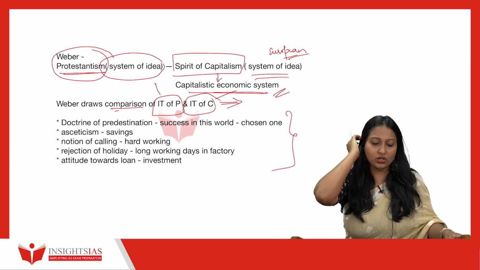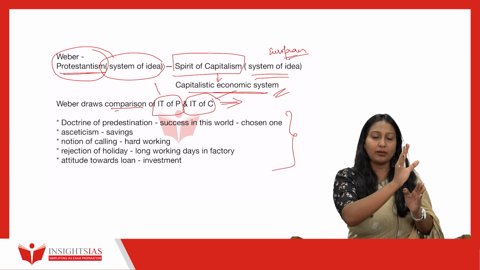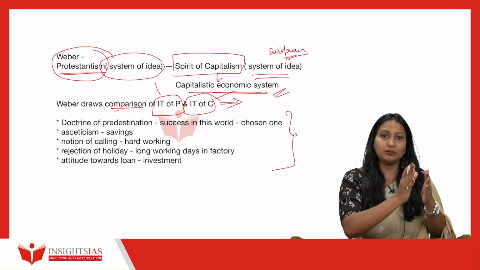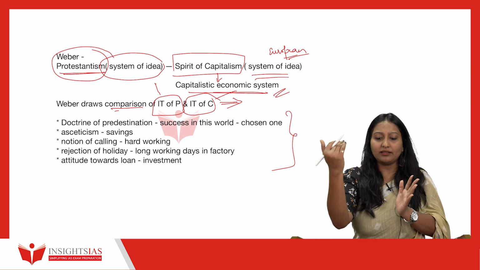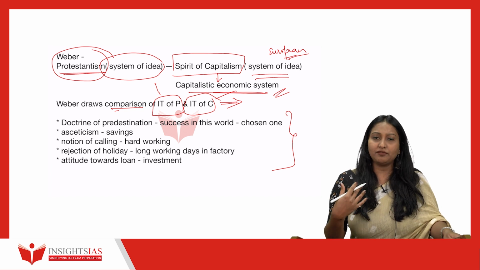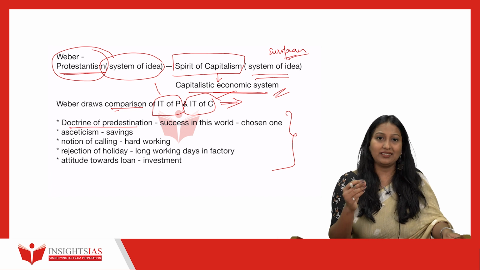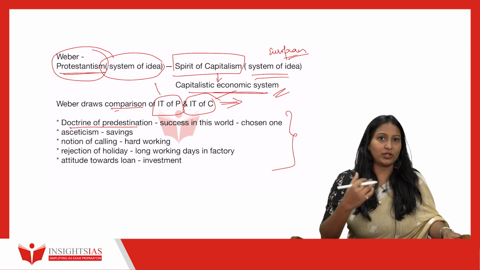Now after this, write in detail how he compared. So what you can do is take some ideal type characteristics of Protestantism in one, and then show how he compared that with those of capitalism. This is how you need to write. So here I have taken a few points. The first is the doctrine of predestination, which is a characteristic of the ideal type of Protestantism.